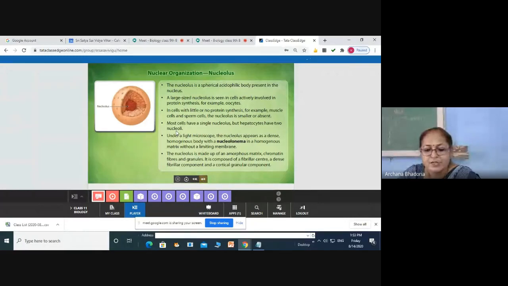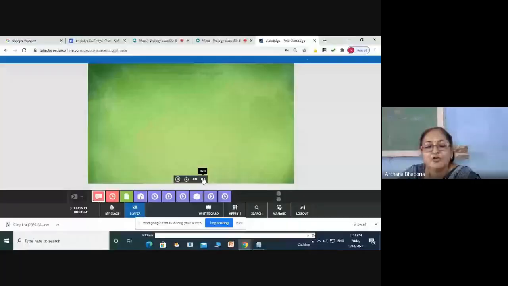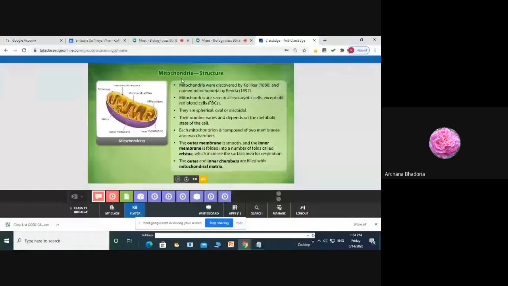So this way we have completed the structure of the nucleus. Now I'll take up the next one, so you can write down mitochondria. Put the subheading in your notebook, mitochondria. So you know that it is a very important cell organelle.